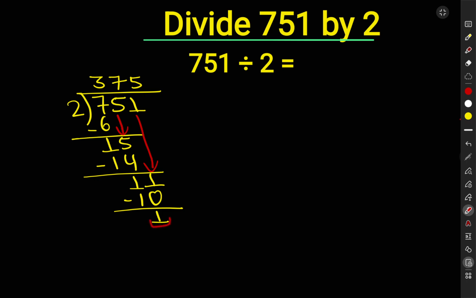So now this 1 is less than 2 and there is no other number to put down. So we take here a decimal so that we put 0. So it is 10 and 2 times 5 is 10. On subtracting we get 0. So 751 divided by 2 is 375 decimal 5.